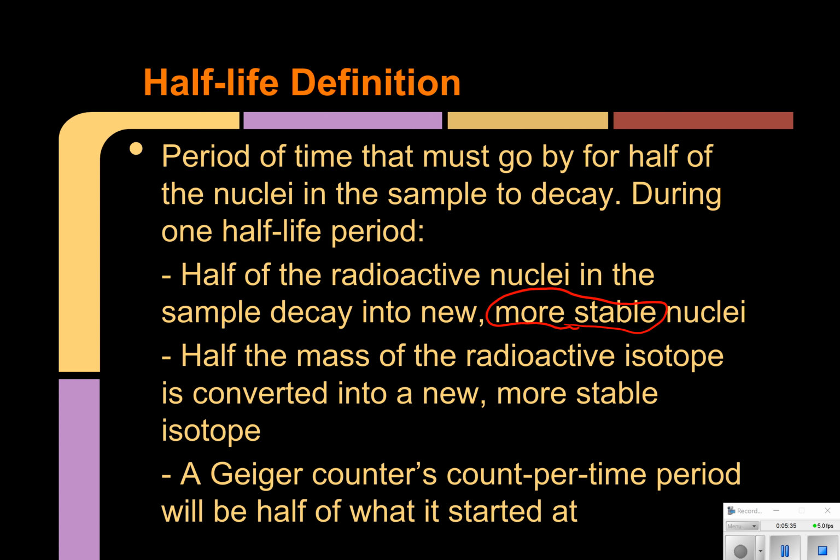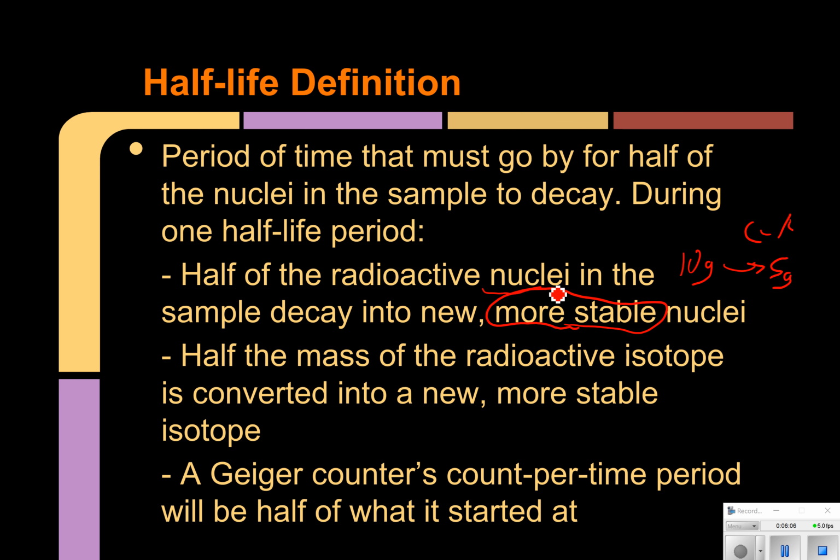into something else. For example, if we started with 10 grams of carbon-14, after one half-life, regardless of how long it is, we would be left with 5 grams of carbon-14. The rest of that would have been changed into something else. During the half-life, half of the mass of the radioactive isotope is converted into a new, more stable isotope.